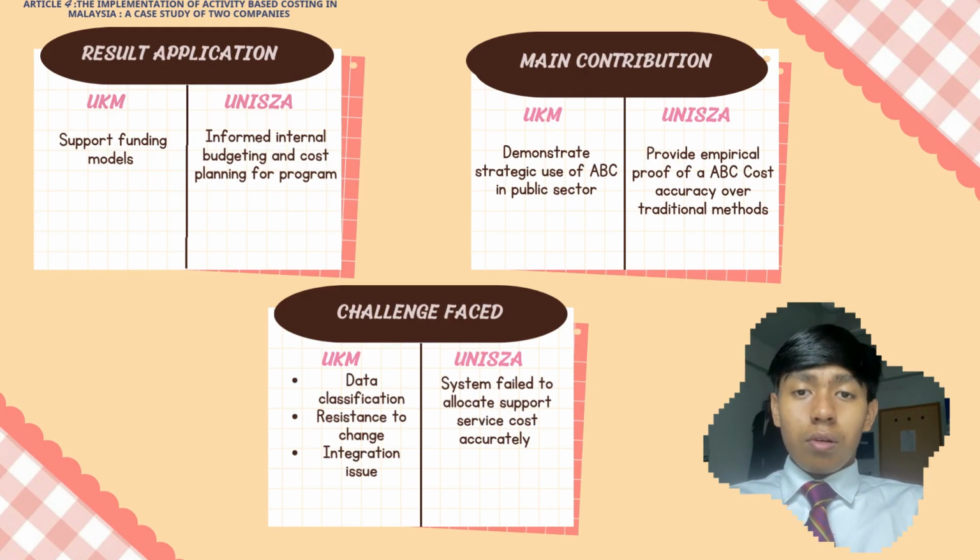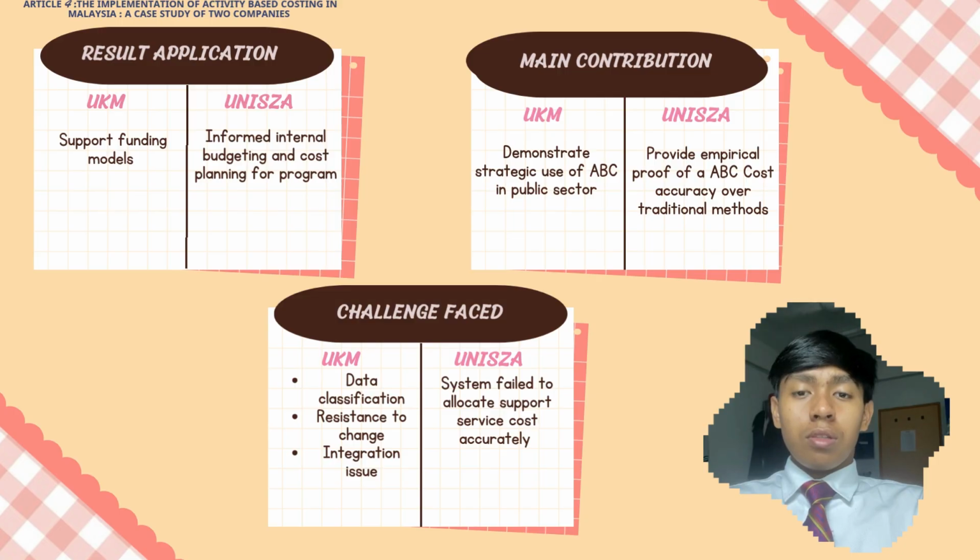Next, for the result of application of ABC, UKM used the ABC findings to support decision making at the institutional level. The results were shared with the Ministry of Higher Education to help determine fair and effective funding for the university. It was used to guide strategic planning across different faculties and services. For UNIZA, the ABC results were applied internally to improve budgeting and planning for the accountancy program. It helped academic and finance teams make more informed decisions on resource allocation and cost management.